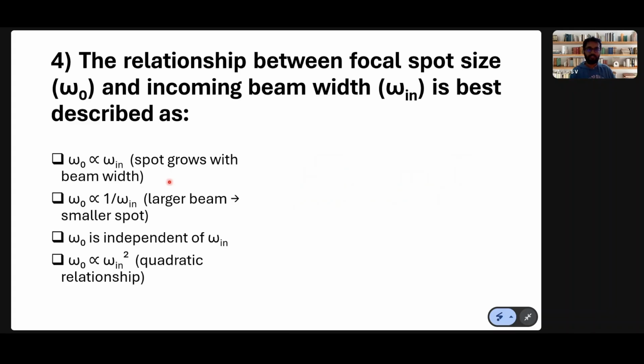This is a pretty straightforward problem. What is the relationship between the focal spot size, omega naught, and the incoming beam width, omega in? We know that the larger the incoming beam width is, the smaller the focal spot size is. So it's inversely proportional. So the correct option is option B: omega naught is inversely proportional to omega in, the incoming beam width.